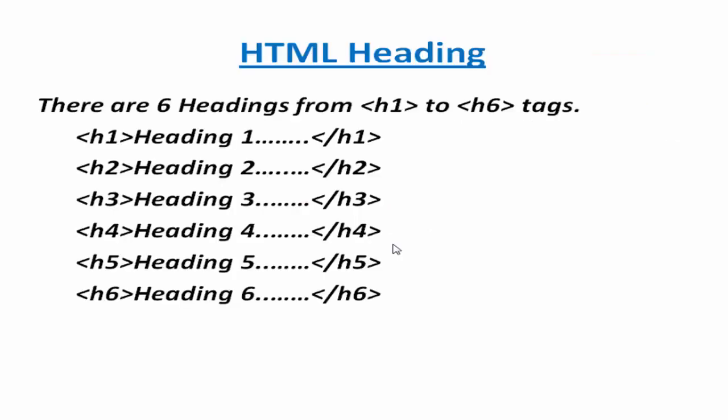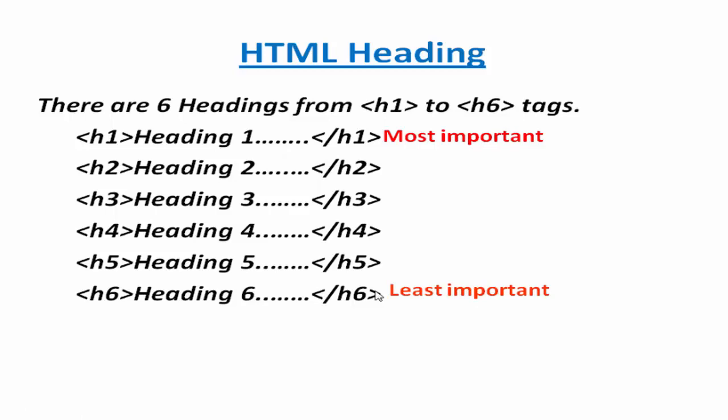There are 6 heading tags from H1 to H6. All the headings have a starting tag and an ending tag. For H1, this is the starting tag and this is the ending tag. And whatever you write inside these 2 tags will be displayed in the web page. H1 is the most important heading and it looks big and bold, and H6 is the least important heading.